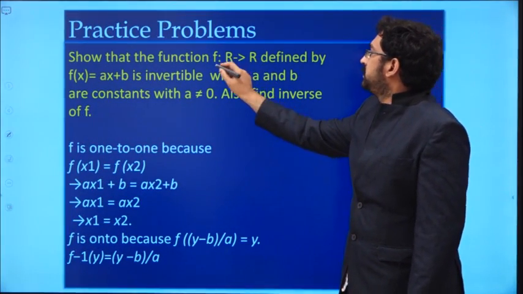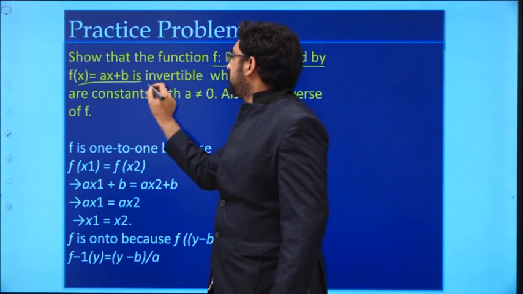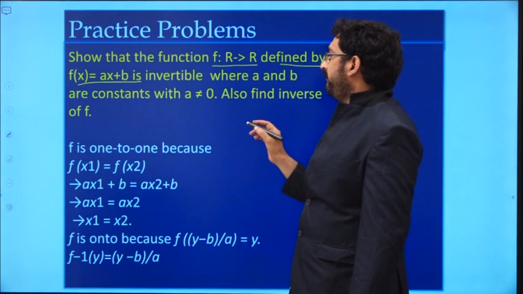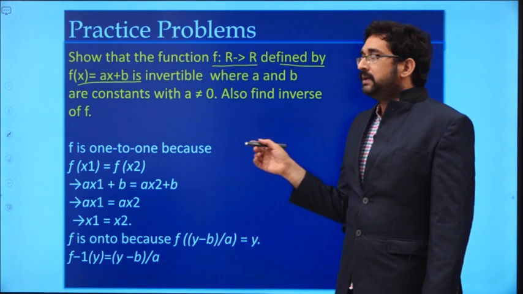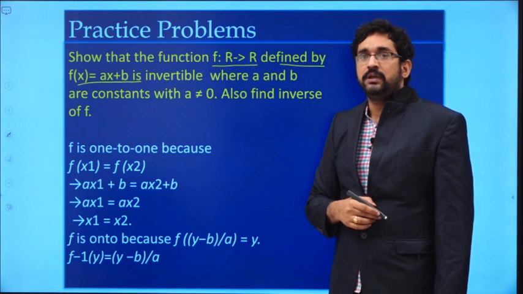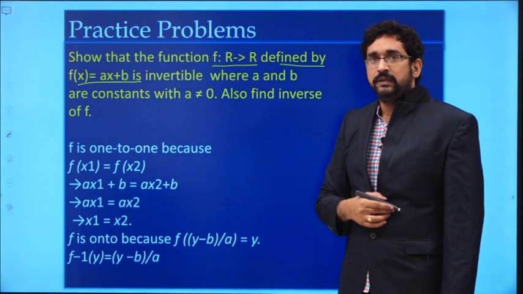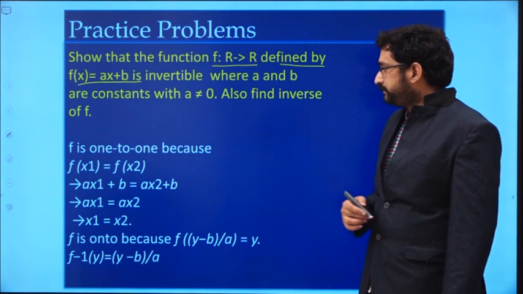Here f is a function from R to R defined as f of x equal to ax plus b, which is invertible, where a and b are constants. Here f is defined from R to R as f of x equal to ax plus b. We have to find its inverse. When can we say that f is invertible? If it is one-one and onto.